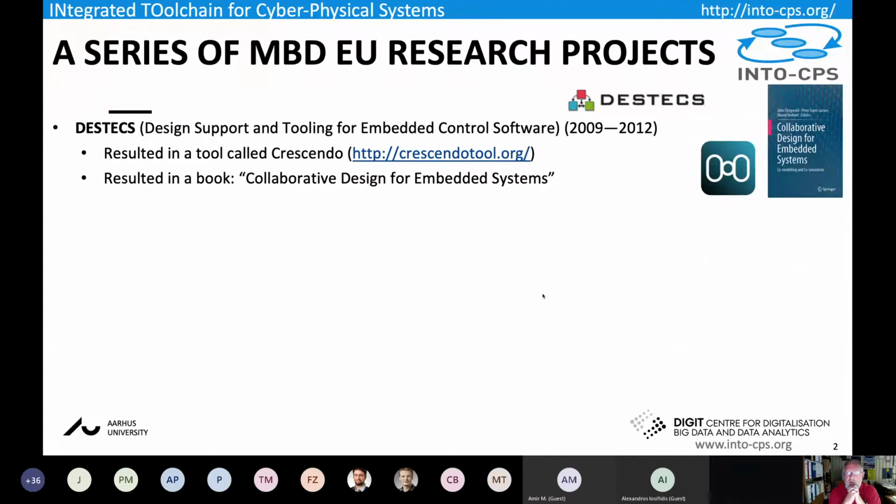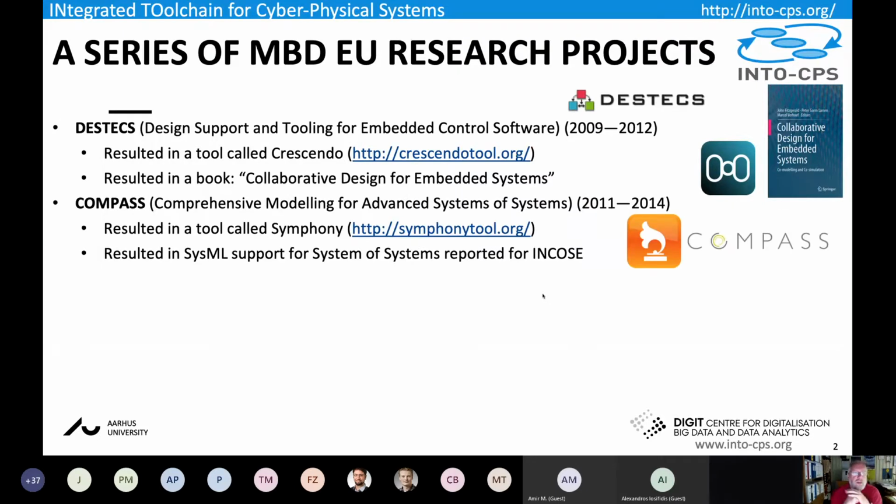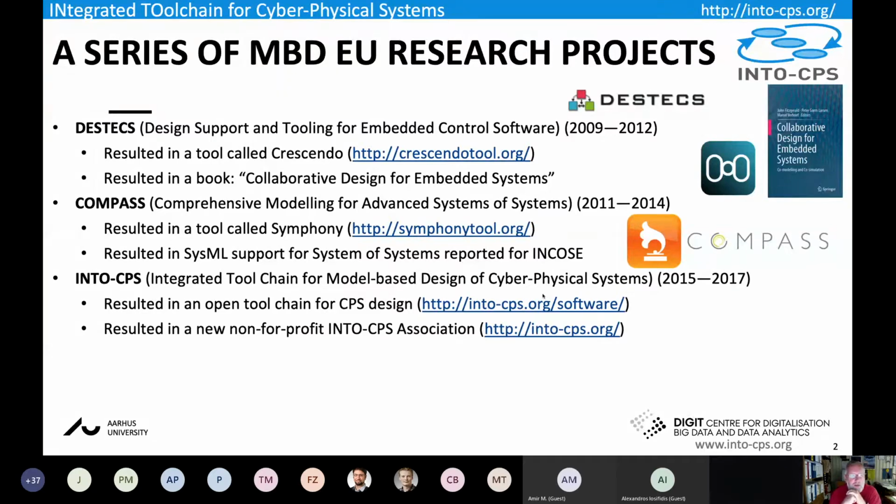I'll give you a bit of context from a history perspective, because there's actually a number of model-based design research projects that we have had in a European setting. The first of those was called Destex. It resulted in a book and a tool called Crescendo. The second of those projects was a project called Compass, which was more on the system of systems level, resulting in another tool set coming out called Symphony. And then the Into CPS project ended up in an open tool chain where it is possible to move the information between different companies. The IP is owned by something called the Into CPS Association, which some of you are members of. And you'll see some more work about this and its co-simulation a little bit later.